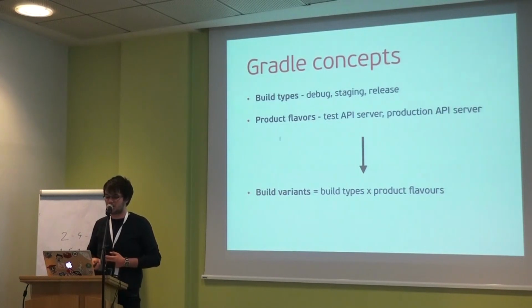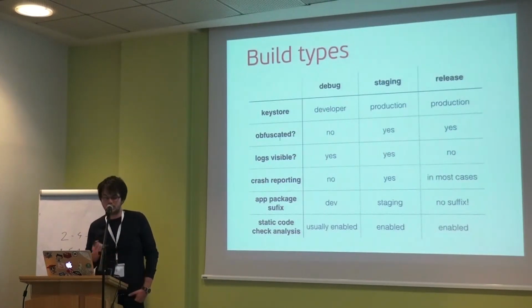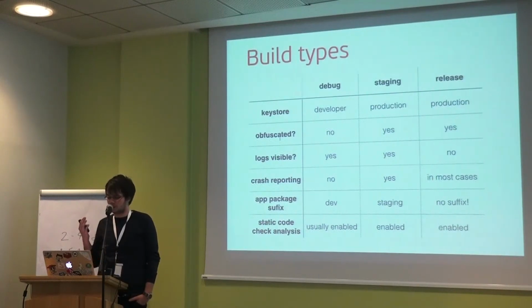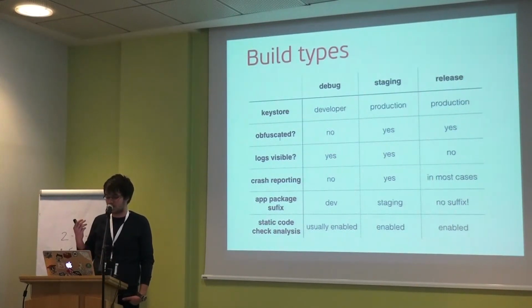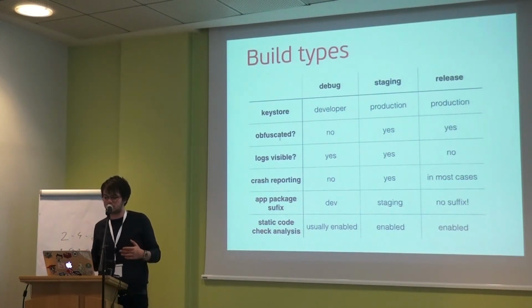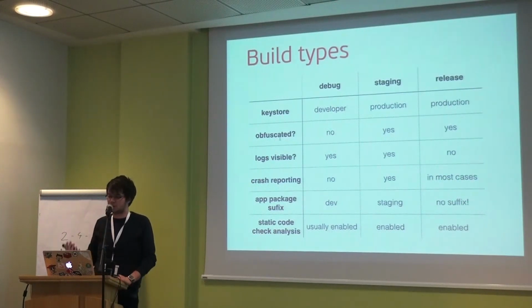And this is the core concept of Gradle for Android. Each type has its own setup. You can see in the example that the release build type is always obfuscated with ProGuard, so the final APK file is smaller. Logs are never visible. In most cases, we have enabled crash reporting and static code analysis, while the debug type is never obfuscated and logs are always visible. So debug is always used for development purposes, staging is sent to our clients for testing purposes, and release is the build type which goes to Google Play.